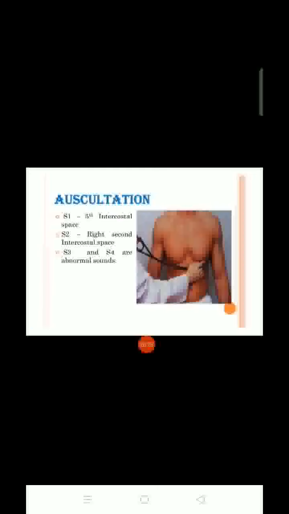Next is the auscultation. Auscultation is at the fifth intercostal space. S2 is the right second intercostal space. S3 and S4 are the abnormal sounds. That is the fifth intercostal space, right second intercostal, and S3 and S4 are the abnormal sounds.